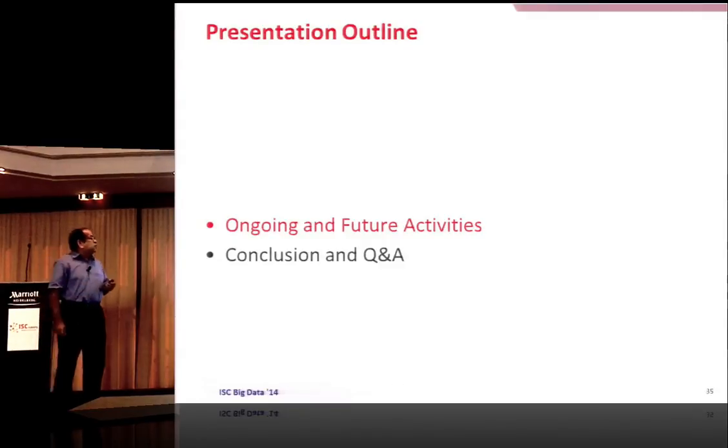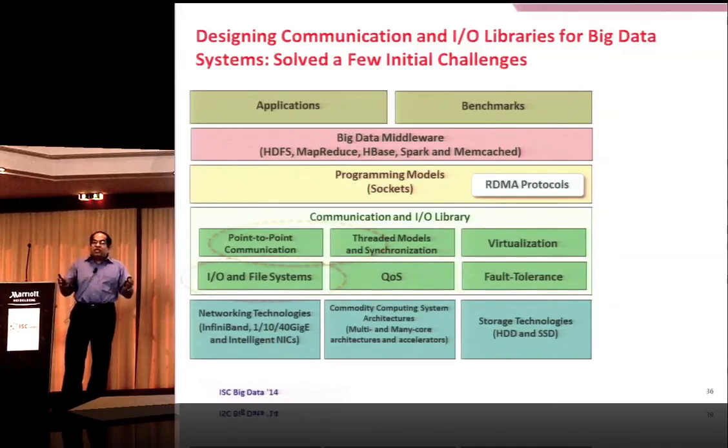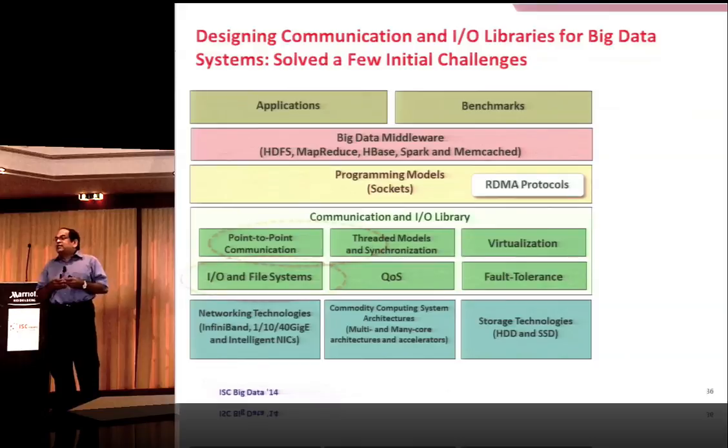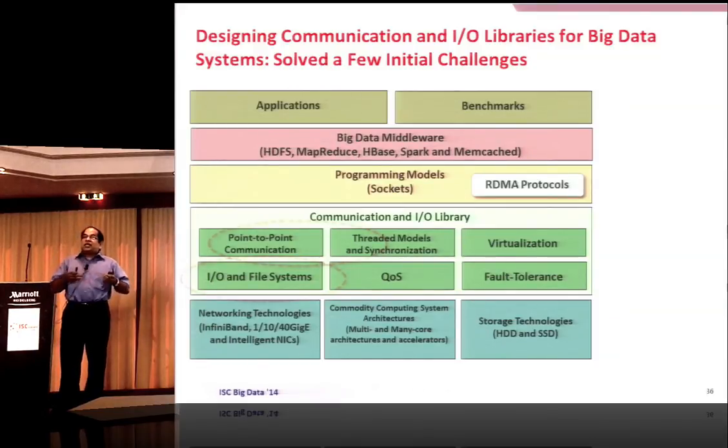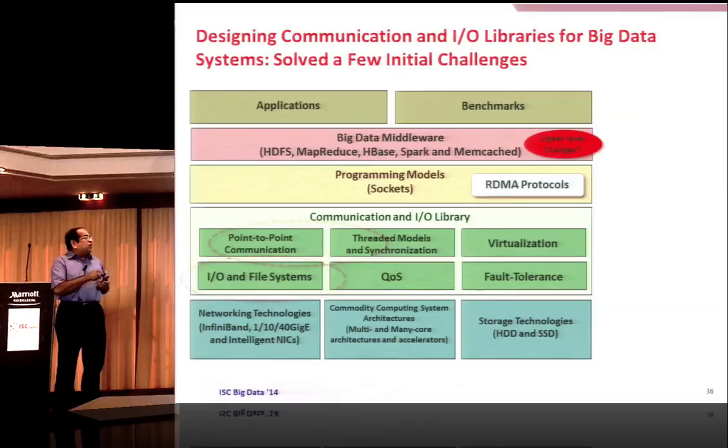Continuing with the ongoing work, I showed you this chart a little bit earlier. So far, what we have done is take the sockets to RDMA protocols, and we have touched a little bit on point-to-point communication, the threaded model, and the I/O and file systems. But there is an entire framework left with a lot of additional challenges that one has to solve to come up with the complete design. And the bigger challenge is the upper level changes.